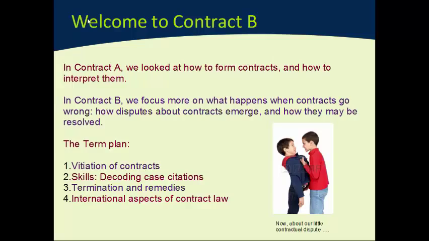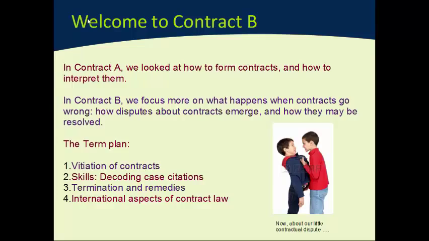Second thing we did in Contracts A was we looked at how to interpret contracts. So we looked at how we incorporate terms, the difference between terms and conditions and warranties. And we looked at terms that are expressed in the contract, and we looked at terms that are implied into the contract. Basically, during that second half of Contracts A, we were working out how we can actually tell what someone's obligations are under the contract. Again, that's really about what happens when contracts are going well, isn't it? Because the idea is that someone will know what their obligations are, they'll carry those obligations out, and everybody will go away happy and the world will be hunky-dory.